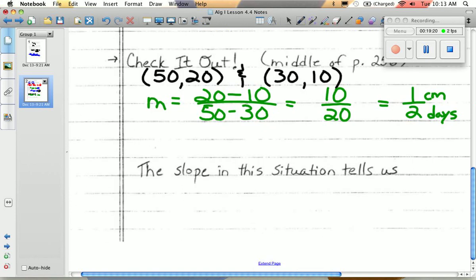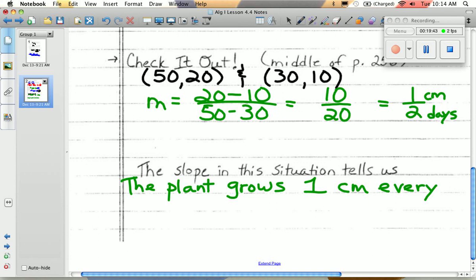And we're going to write a sentence here. This is where we show our English skills also. What is that slope telling us? Abby? The plant grows 1 centimeter every 2 days. Awesome. The plant grows 1 centimeter every 2 days.